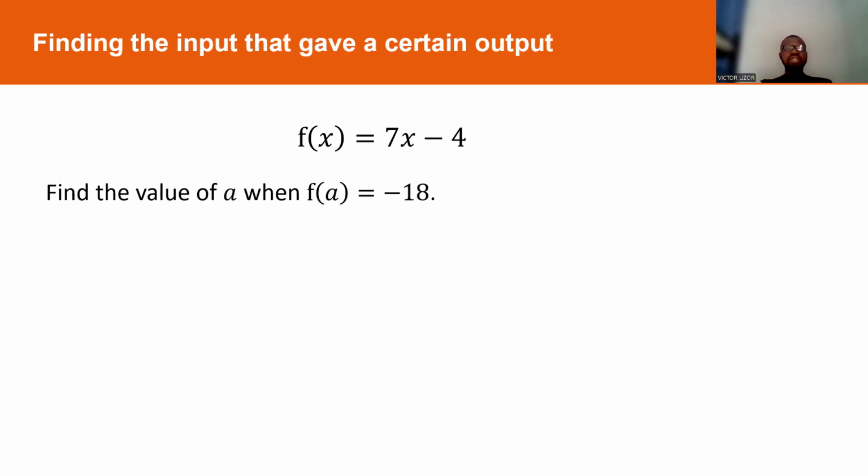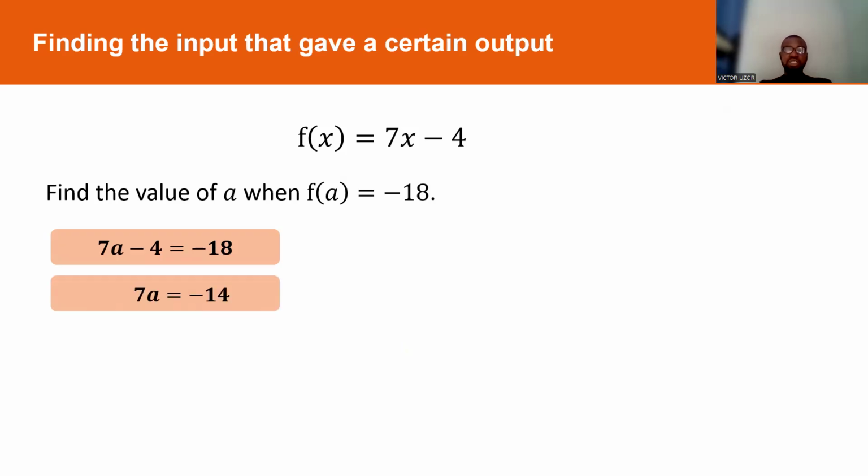Now they have to find the value of a when f of a is equal to negative 18. So they are telling you that where x is, you should substitute a. Then you set the answer equal to negative 18. Then you solve for a. Exactly what I just said here.